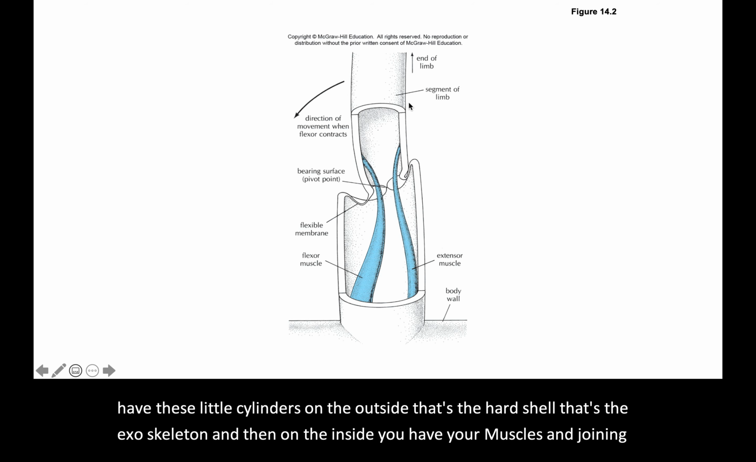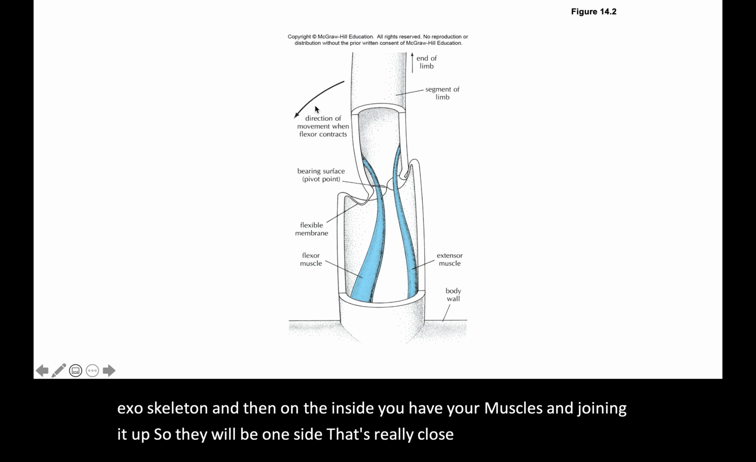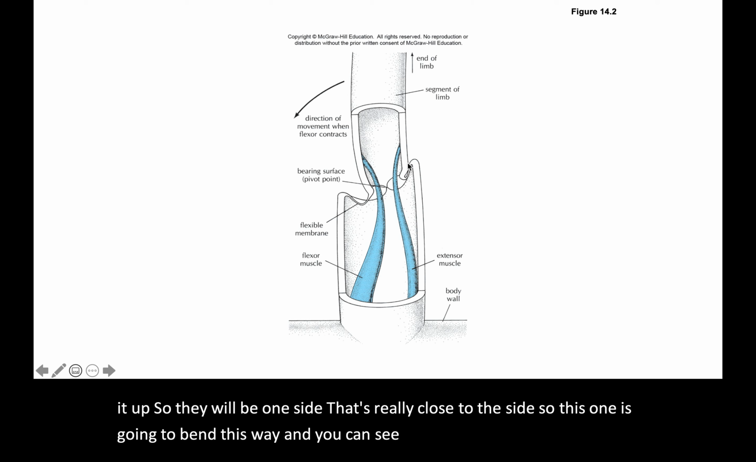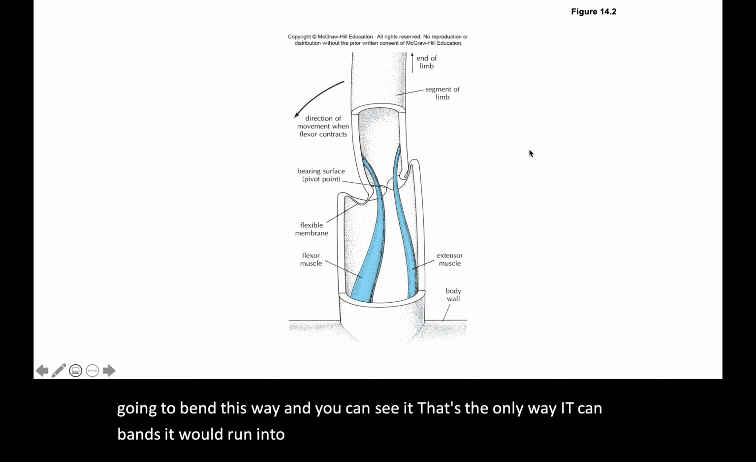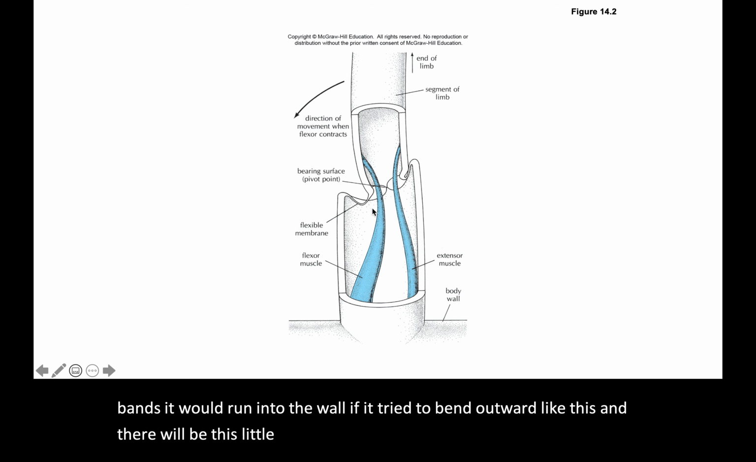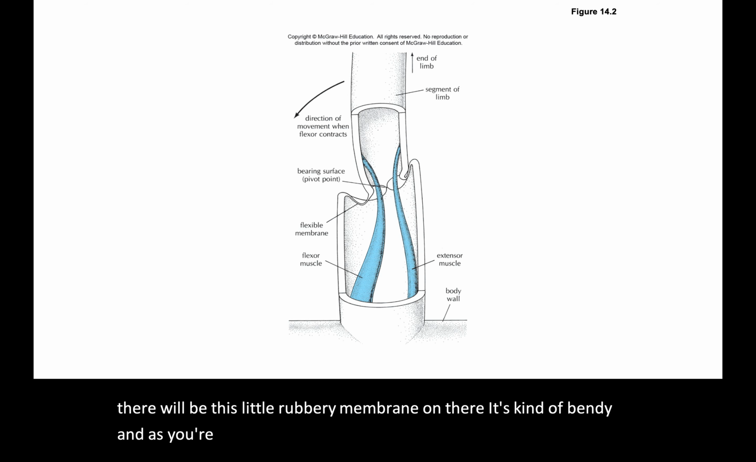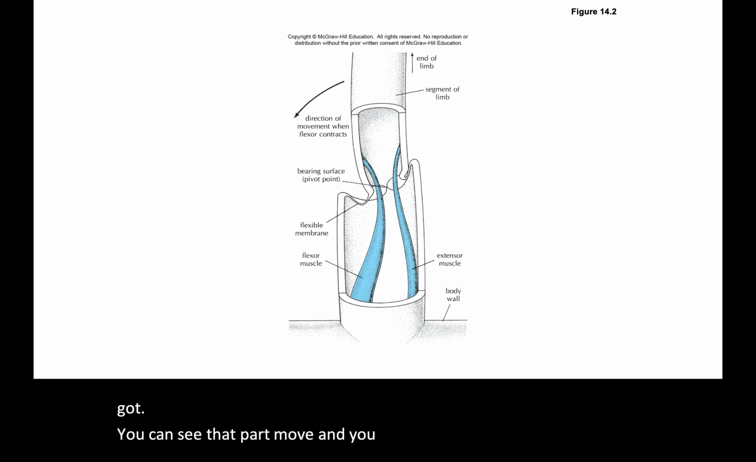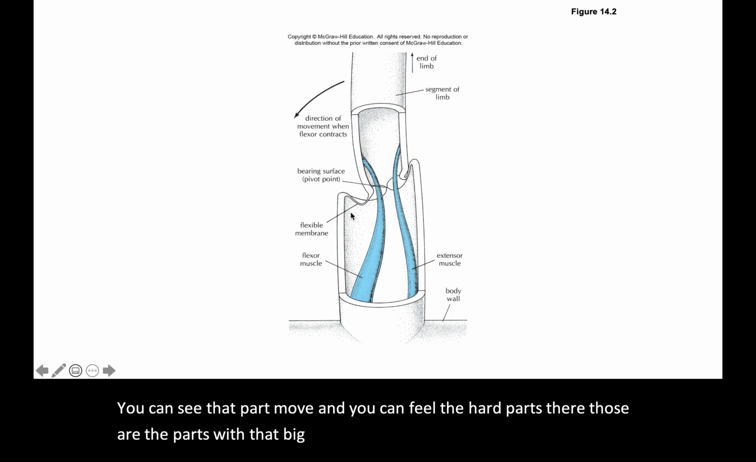So there'll be one side that's really close to the side. So this one's going to bend this way, and you can see it. That's the only way it can bend because it would run into the wall if it tried to bend outward like this. And there'll be this little rubbery membrane on there. It's kind of bendy. And as you're flexing the claw on your crab or whatever you've got, you can see that part move, and you can feel the hard parts there. Those are the parts with that big, thick exoskeleton. So, yeah, delicious and educational.